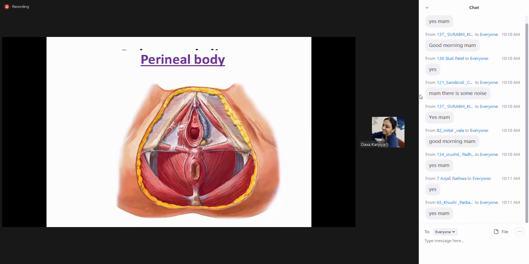Then the next muscular support is the perineal body. Now what is it? It is a fibromuscular body which lies in between the vagina and anal canal. See the opening of the vagina and anal canal, about 1.25 centimeter in front of the anal canal. Here you will find the fibromuscular body, and this body is known as the perineal body. It supports the posterior aspect of the vagina.